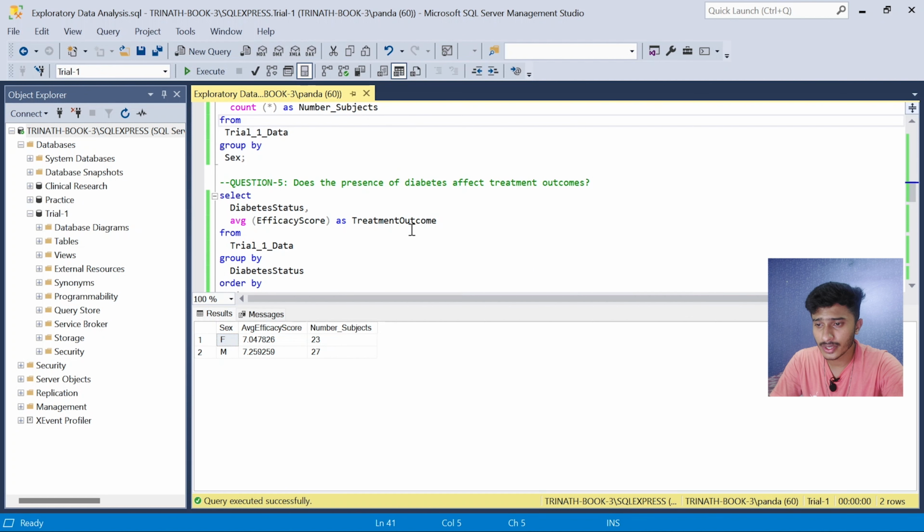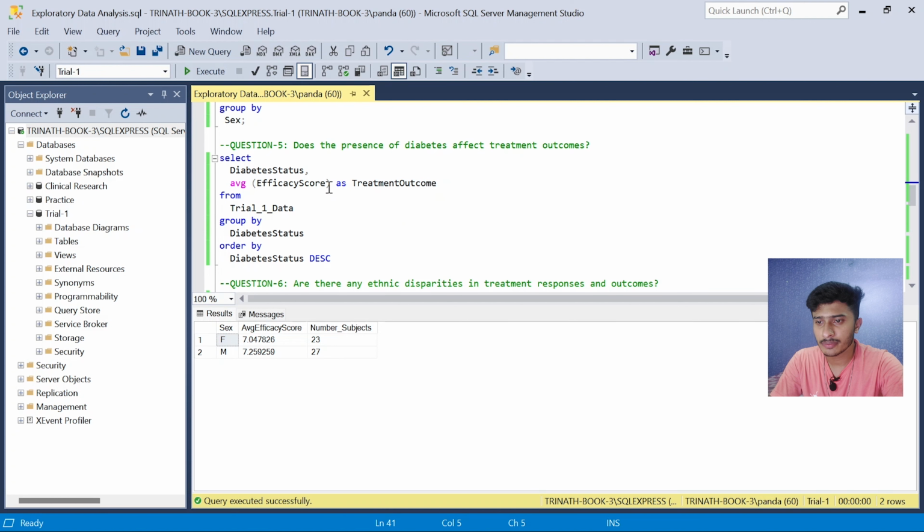So let's come to our question number 5. Does the presence of diabetes affect treatment outcome? So here the columns we want to select are treatment outcome, meaning efficacy score, and the diabetes status of the patient. As usual, we select the diabetes status column and average efficacy score, and we have grouped them by diabetes status.